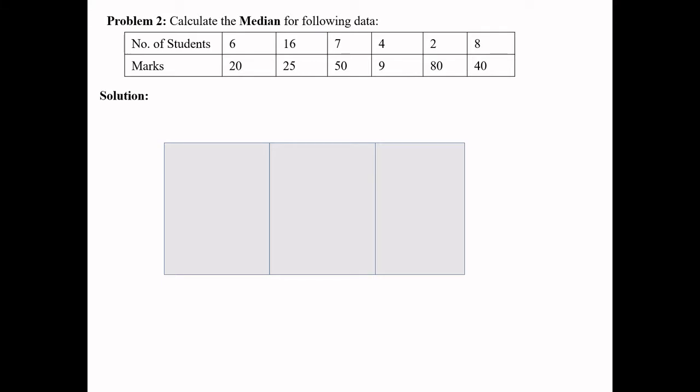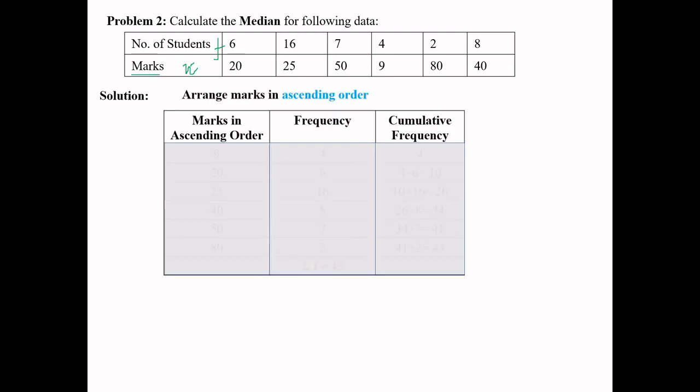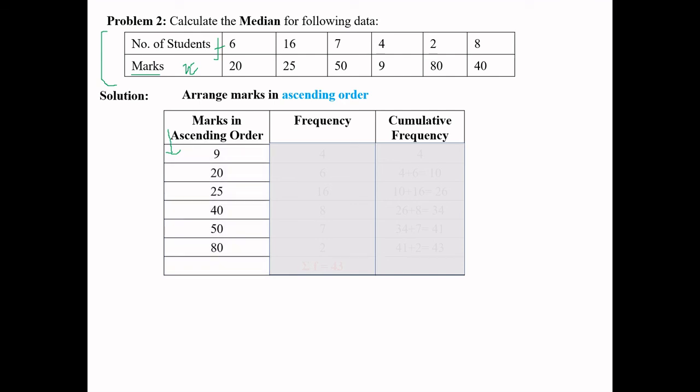Calculate the median for following data. In this data, marks is variable or X and number of students is frequency F. So to calculate the median, first arrange the variable or marks in ascending order. In first column, note down the value of marks in ascending order. So the smallest value will come first.